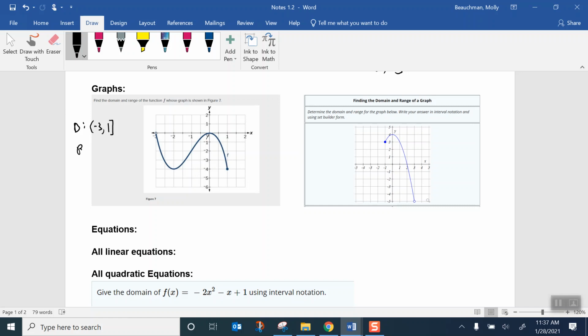The range are the y values or the outputs. The lowest value first. So the lowest value is -4 on the y-axis. It's a solid circle, so it includes -4. So we have bracket, -4, comma, and then the largest y value is 0. And there's an open circle here, but look, it actually touches 0. So that goes from -4 to 0.